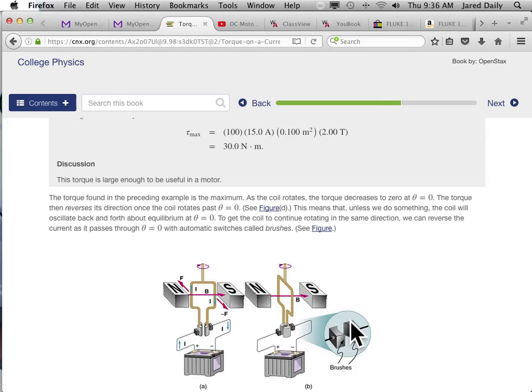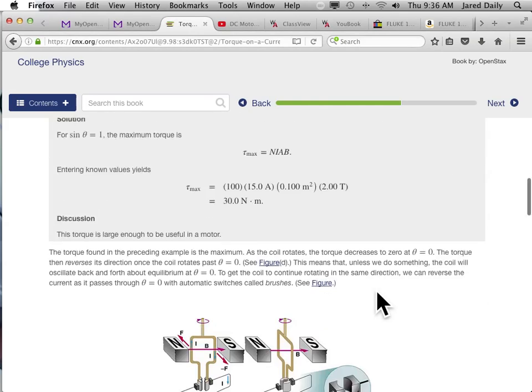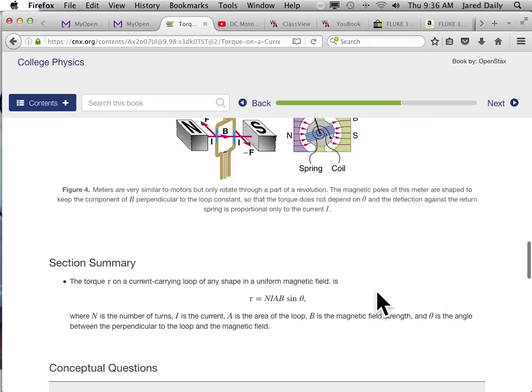Anyway, calculating this stuff is easy. You're just going to be given some numbers, calculate an area. You might have to figure out an angle. The only thing about the angle is that it's a bit tricky, so let me show you why the angle is tricky.